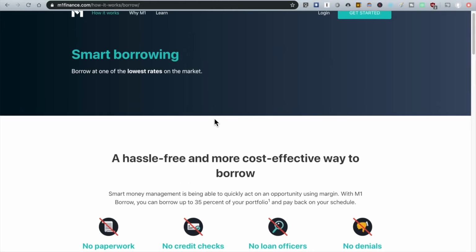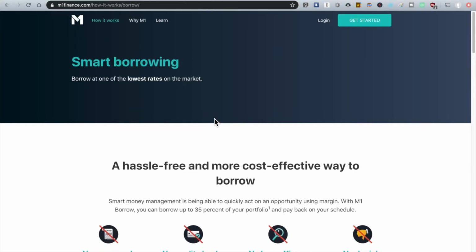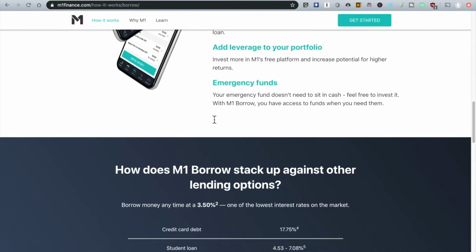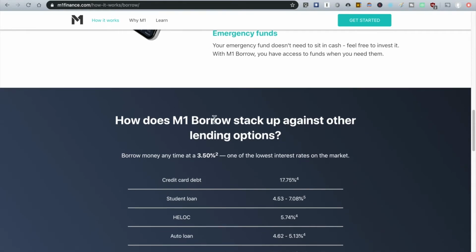And the next thing about M1 Finance, which makes it great, is M1 Borrow. This is just an easy way to borrow money at a low interest rate. I'm going to use this when I build my M1 Finance account to $10,000 so that I can leverage my money and borrow against it. This is kind of my way of having an emergency account, just in case something happens. And the interest rate is really low. It's at 3.5%, which is probably going to go down because the Fed lowered their interest rates, but we're going to see on that.